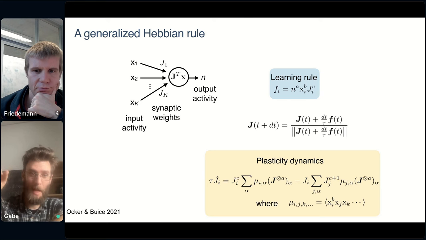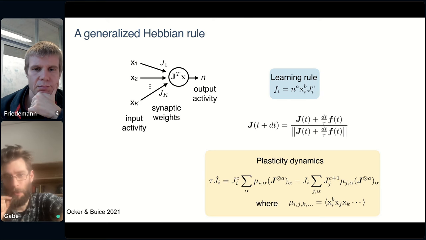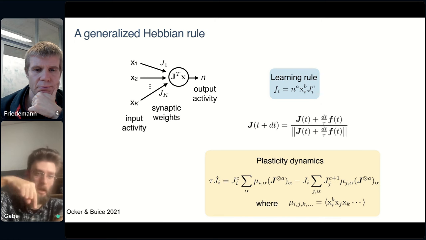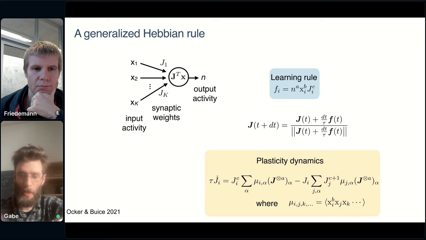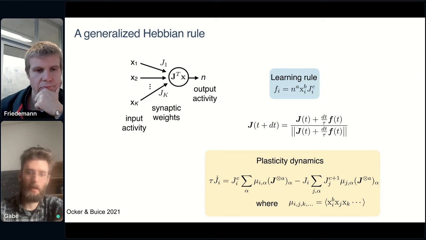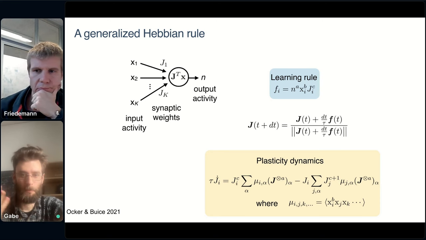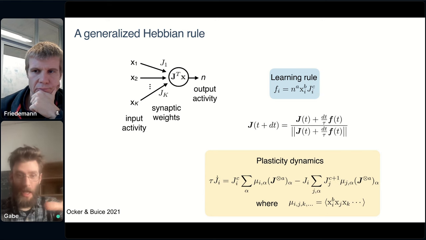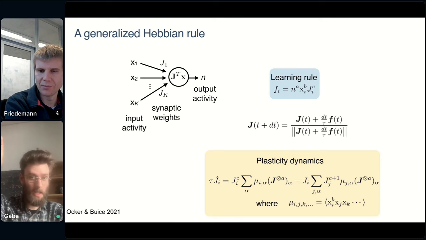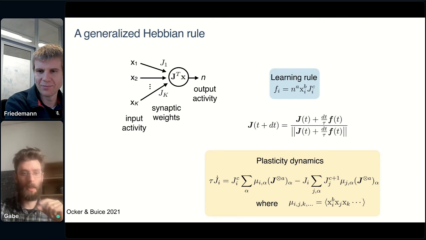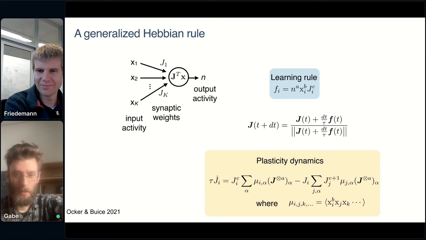Basically, each power a gives rise to another factor of the inputs in this moment. So if a is 2, then this thing is a third order tensor. And now the multiplication we have is by j to the circle times a, and that circle times is just an outer product. So this is saying that along each dimension of that correlation tensor, after the first, we take a dot product with the synaptic weight vector. That's all that's happening in that first term of these weight dynamics.